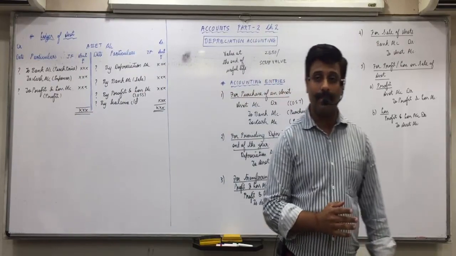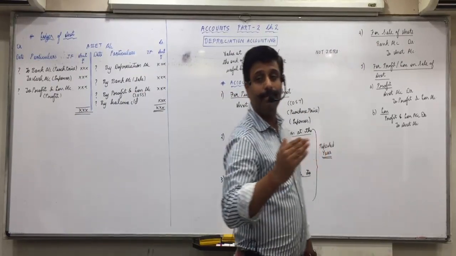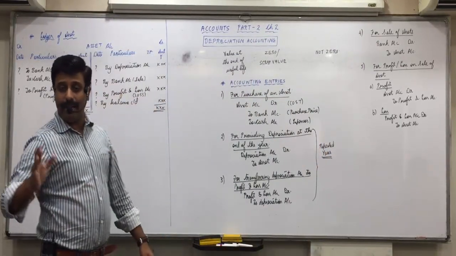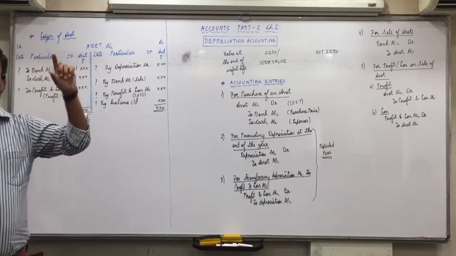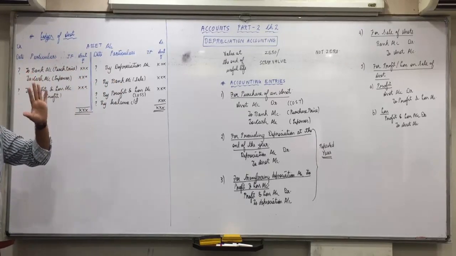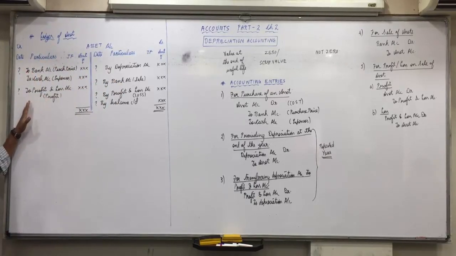PP. One more time. PP, purchase and profit. Once again, PP, purchase and profit. Debit side, everything else credit side. Purchase and profit come on the debit side, everything else comes on the credit side.